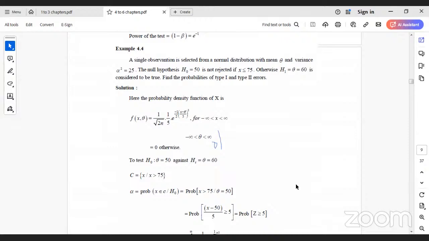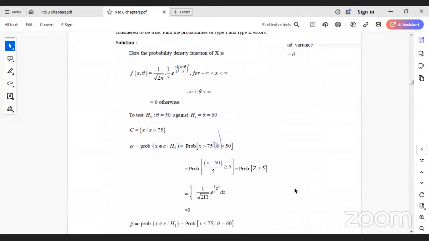So alpha is equal to the probability of x belonging to the critical region under H0, probability of x greater than 75 when theta is equal to 50. So probability of (x minus 50) by 5 greater than or equal to 5. So the probability that z is greater than or equal to 5 we are writing here. So the integration from 5 to infinity, z greater than 5, we are writing here: integration from 5 to infinity of 1 by root 2 pi e power minus 1 by 2 z square dz.